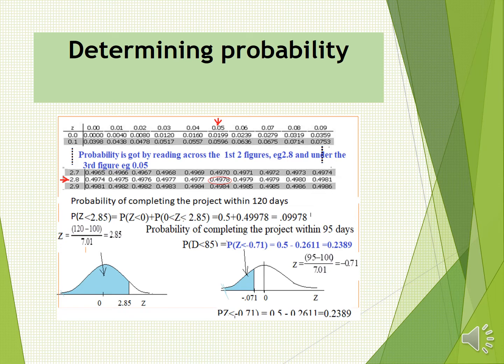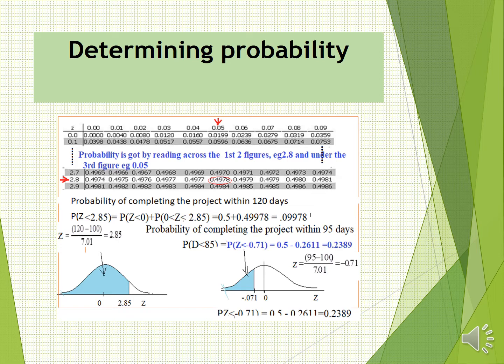So we calculate now for 95, the Z is negative 0.71. We know the probability that z is less than 0 is a half. Now, what we can read from tables is from 0 up to negative 0.71, and from tables this is the same as 0.2611.